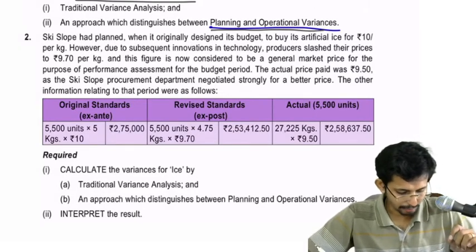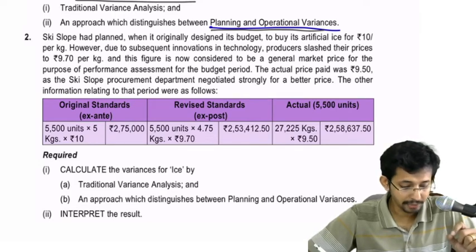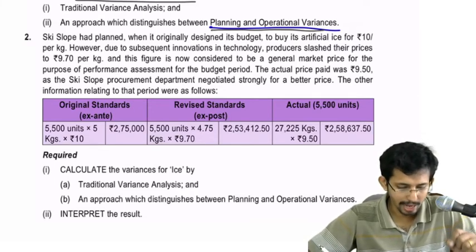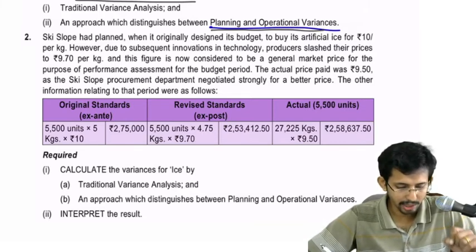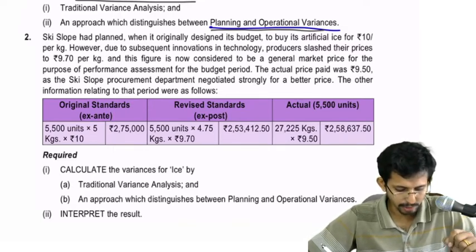Sky Slope had planned, when it originally designed its budget, to buy its artificial ice for rupees 10 per kg. However, due to subsequent innovations in technology, producers slashed their prices to rupees 9.70 per kg, and this figure is now considered to be a general market price for the purpose of performance assessment for the budget period.